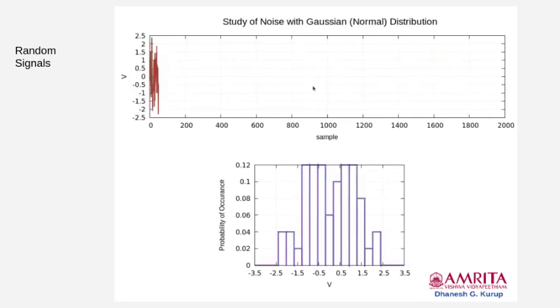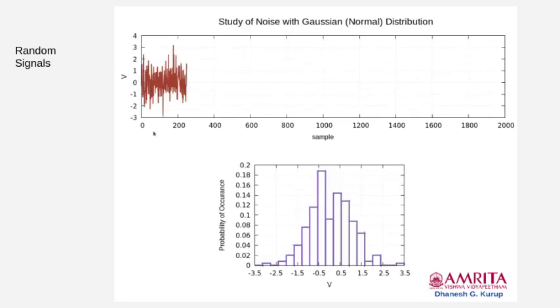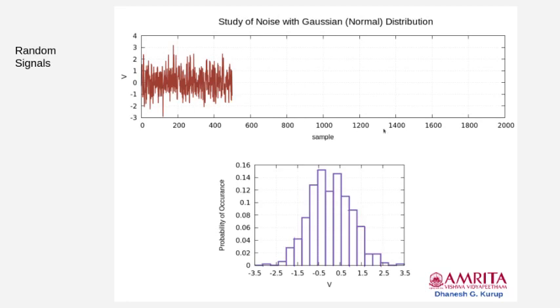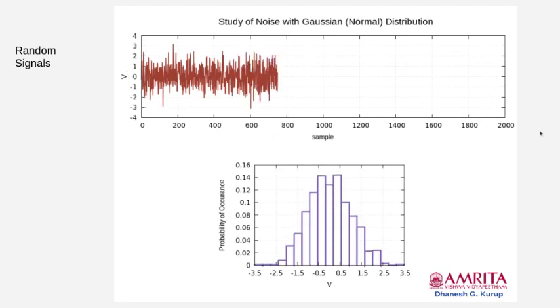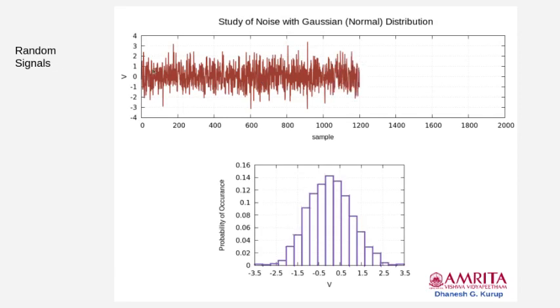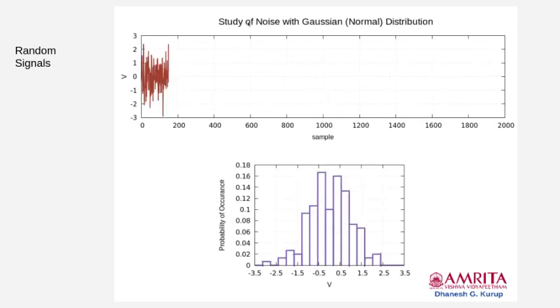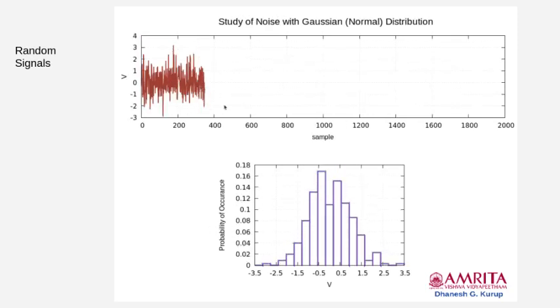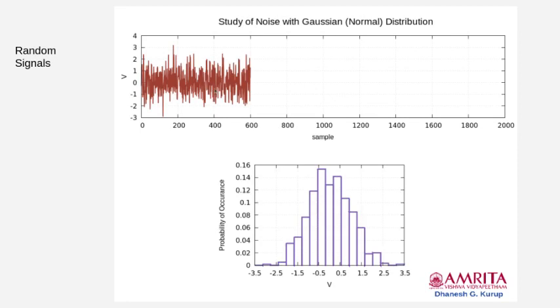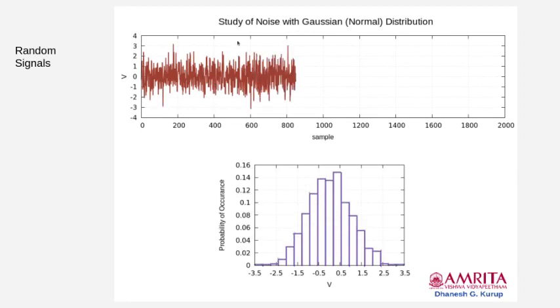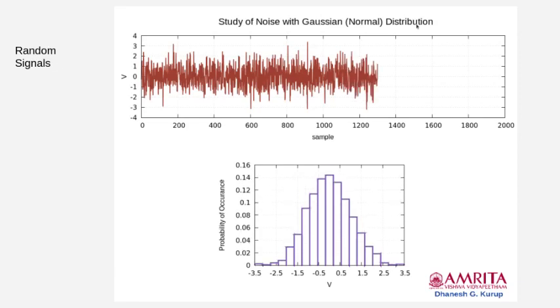So using a random number generator, I have created noise as a function of time. Okay, here the x-axis is time or sample number. As you can see from the characteristics of the signal, it is quite random in nature. That is why it is called noise. So noise is always random. That's one lesson we learned from this animation. So noise is random, and noise always follows a probability distribution. In this case, it is Gaussian distribution.